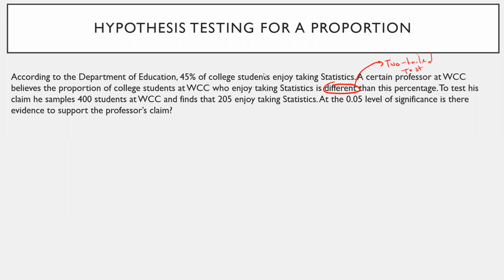So to test his claim, this is what you're given. He samples, you're given the sample size, 400 students at WCC, and he finds that 205 of them enjoy taking statistics. At the 0.05 level of significance, is there evidence to support the professor's claim? So you're given alpha. All right, let's first set up the test.